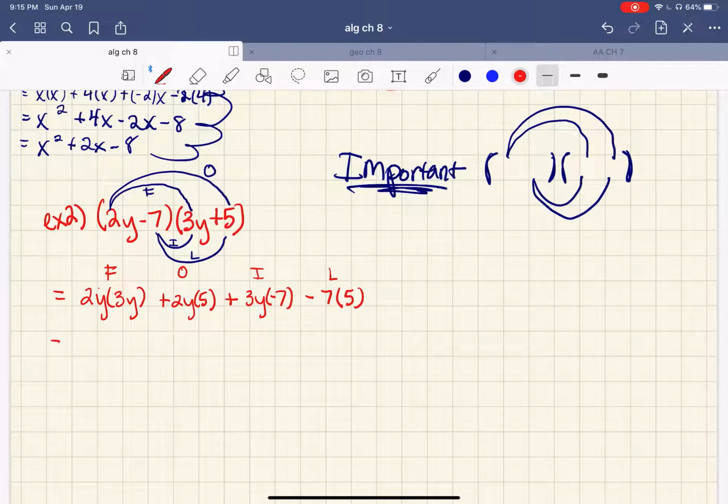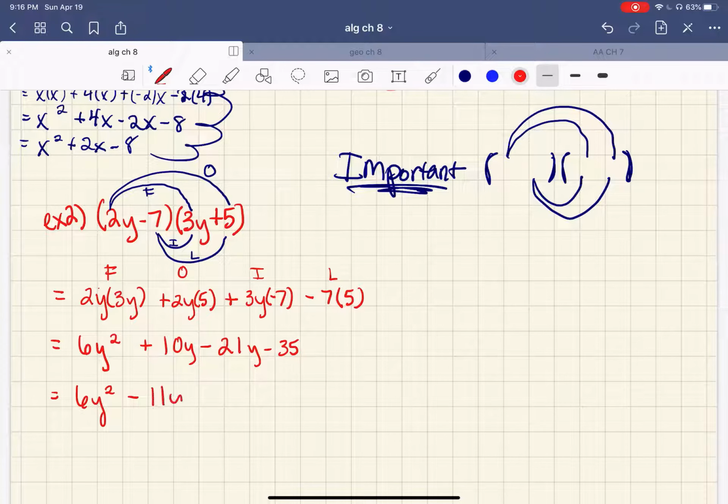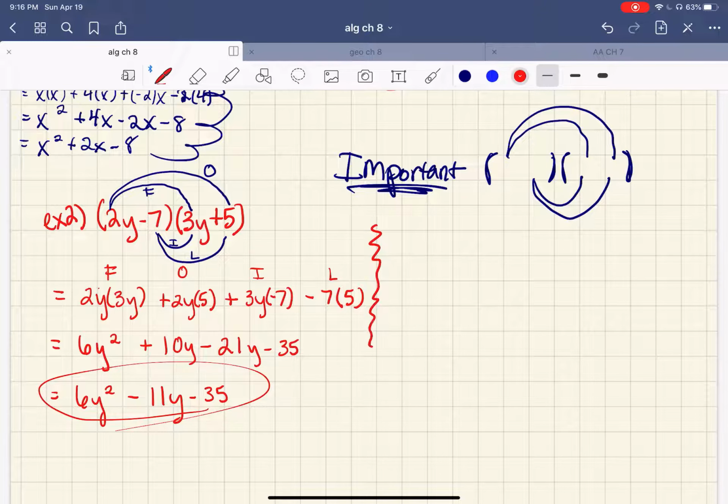But let's continue. We're going to get 6y squared when we simplify that plus 10y, that's minus 21y, and then minus 35. I simplify that again, and I get 6y squared minus 11y minus 35, and that is going to be my answer. So it's breaking it down into nice small steps, so we've just got to remember how to do the steps correctly, and our lives are going to be so much better.